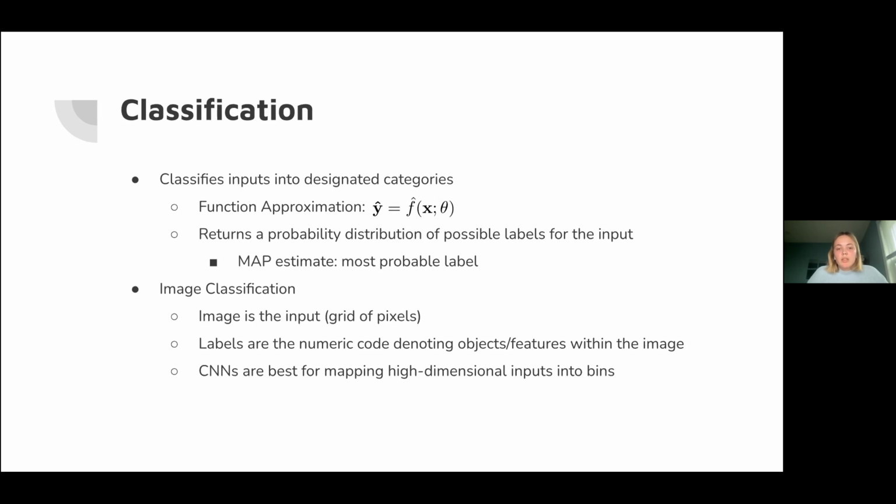Since input data can be ambiguous, usually a label is not solely returned, but rather a probability distribution of possible labels is returned. From here, the MAP estimate, or the label with the highest probability, tells us which class our data truly belongs to. In image classification, the input is the image, or the grid of pixels. The labels that are returned are numeric codes that denote the object or feature that is being detected within the image. And as previously mentioned, CNNs are best for handling image classification, as the mapping of the high dimensional inputs to bins is made most efficient with the aid of convolution.